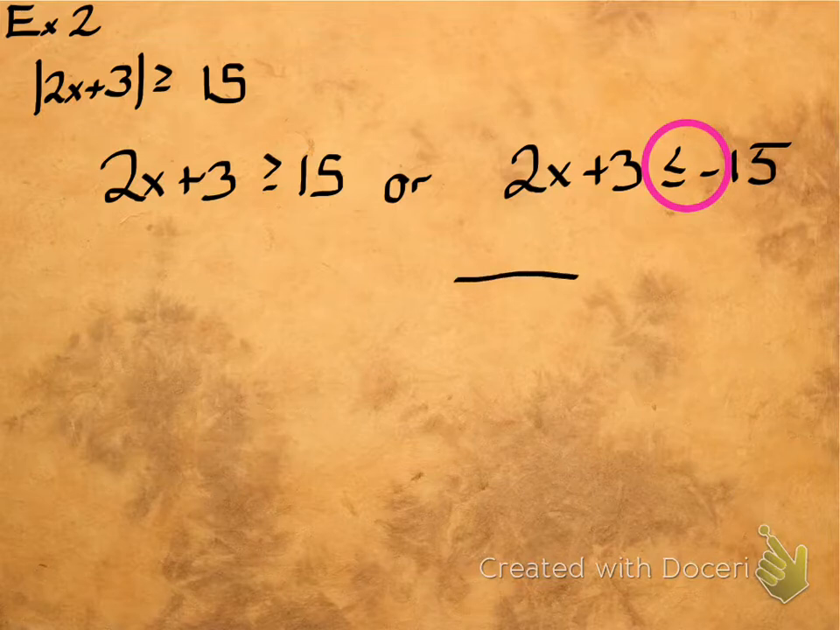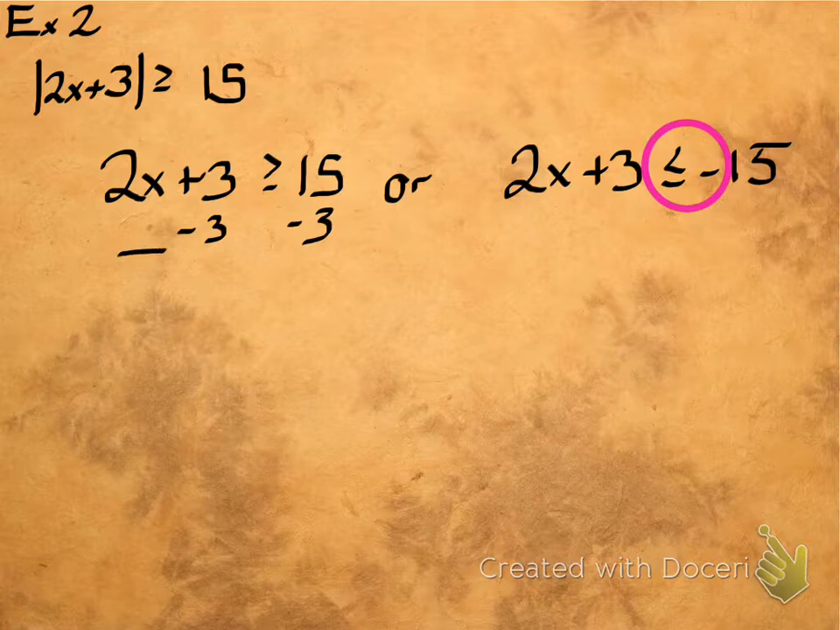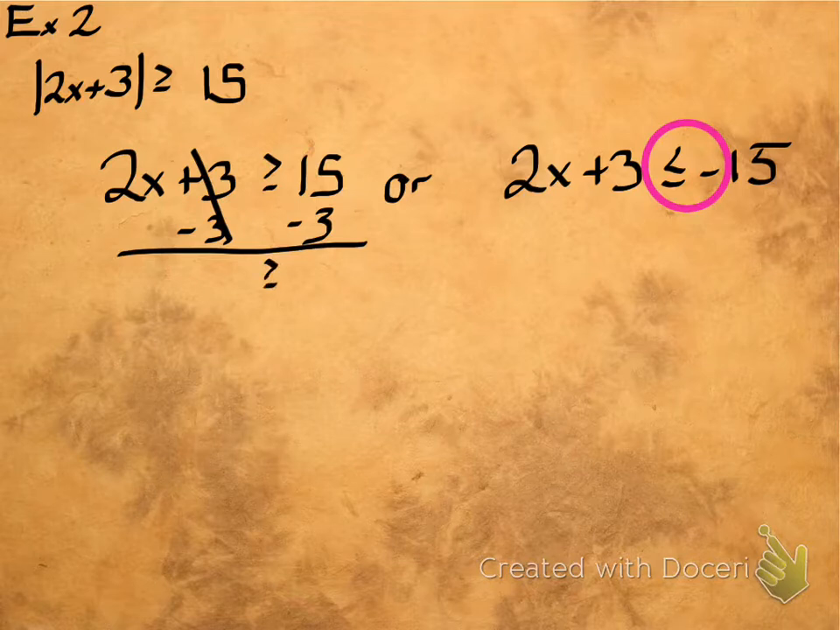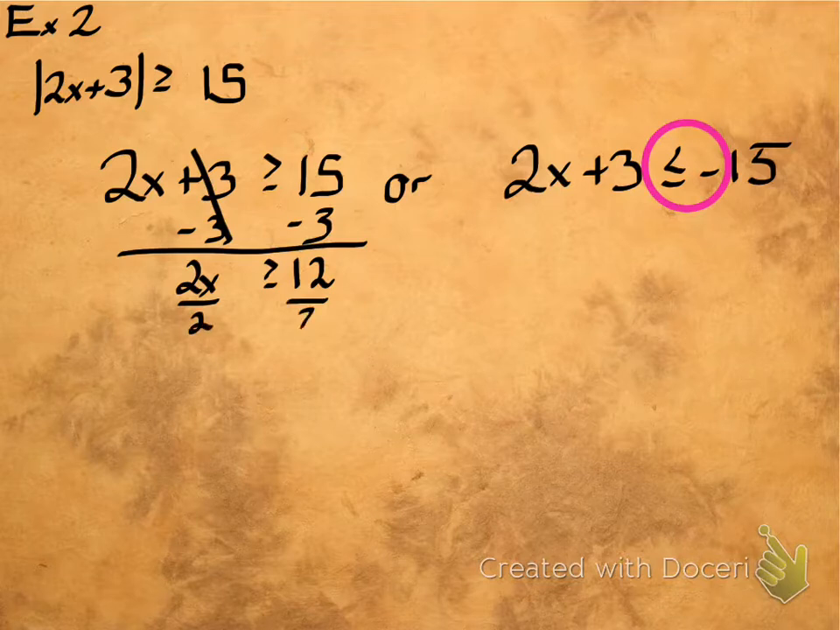And then we're just going to solve each inequality individually, just like you solved the equations individually in the last lesson. So I'm subtracting 3 from both sides so I can cancel out that 3. My inequality symbol, bring it on down, and that gives me a 12 and a 2x. Divide by 2, divide by 2. X is greater than or equal to 6.